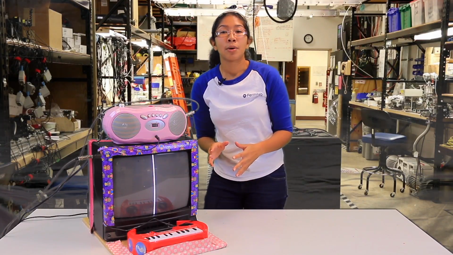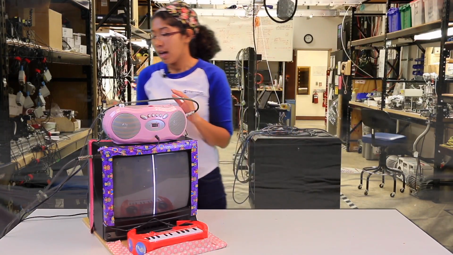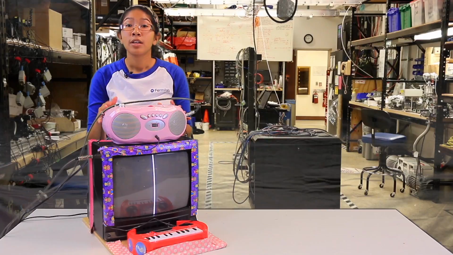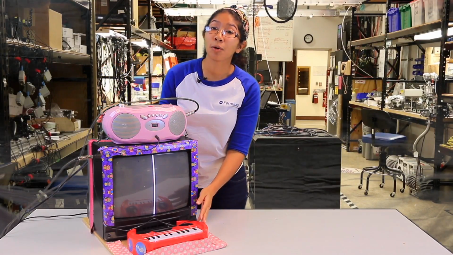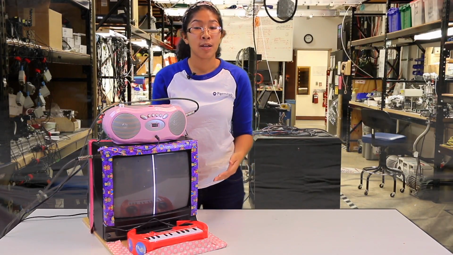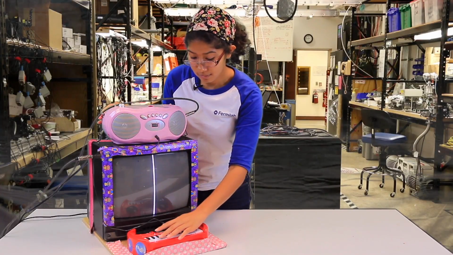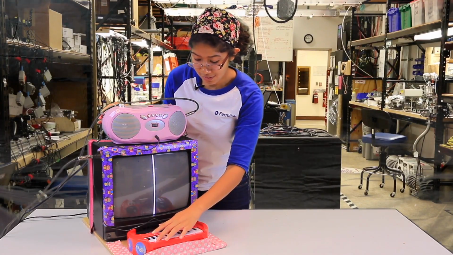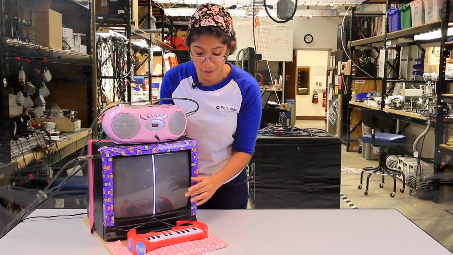Now the horizontal component of the electromagnet has been hooked into the speaker, and the speaker is hooked into this keyboard. So let's see what happens when I press a note on the keyboard. So you saw it going back and forth. Let's try another one.